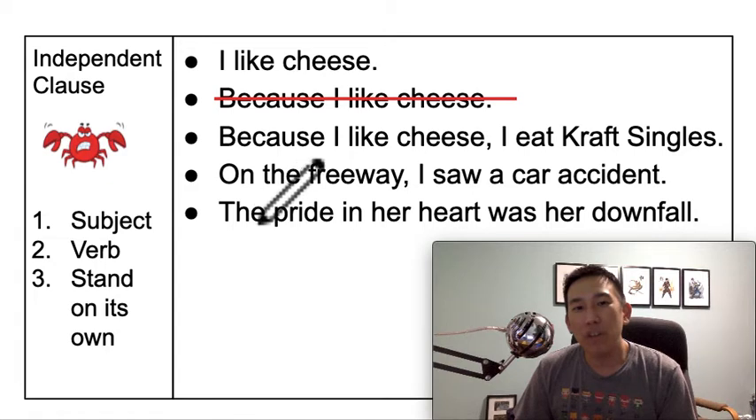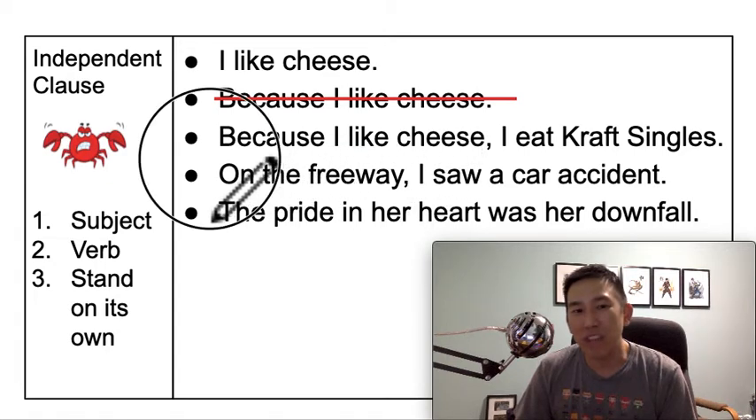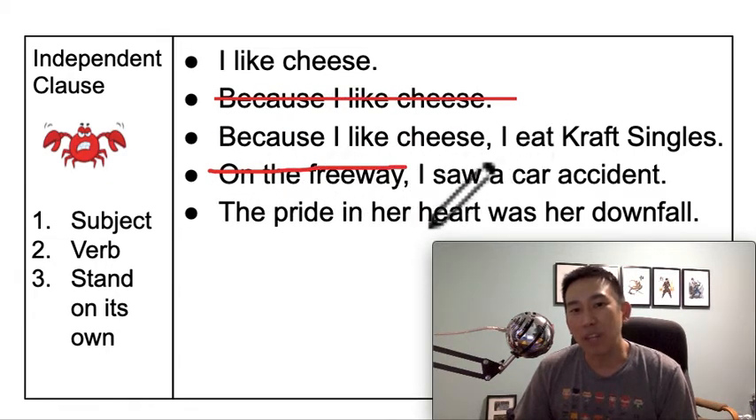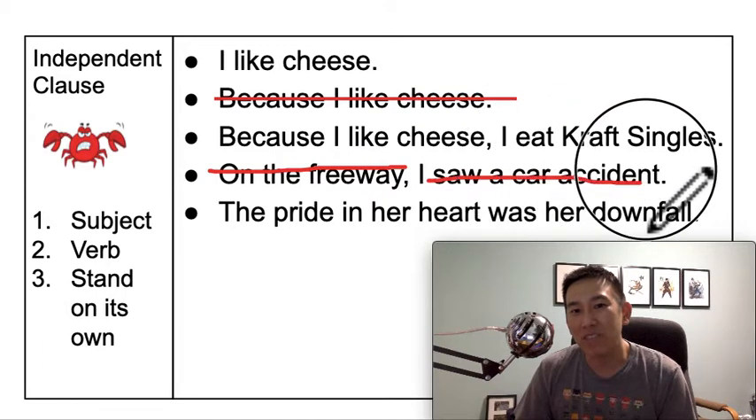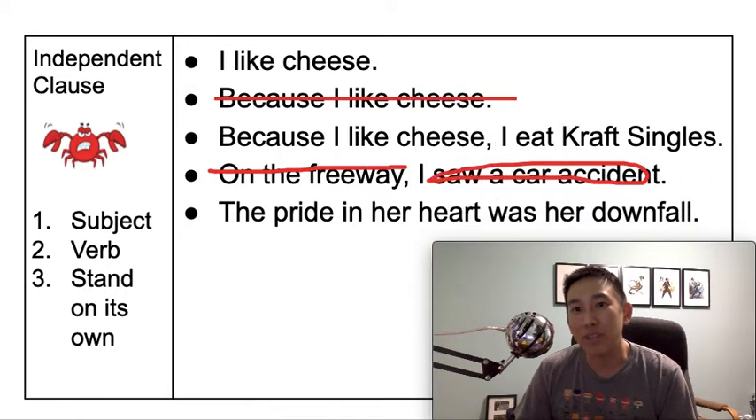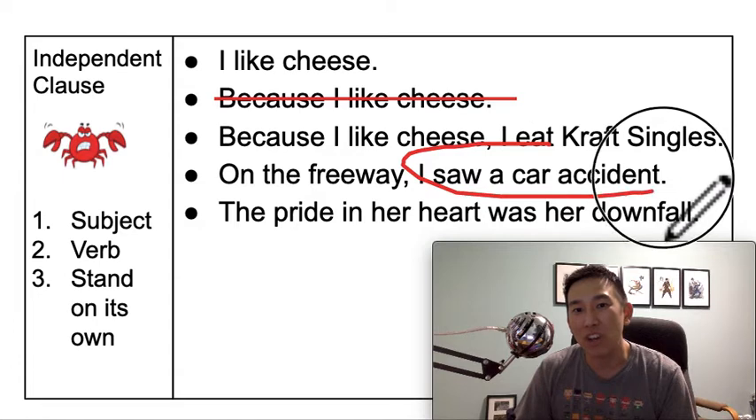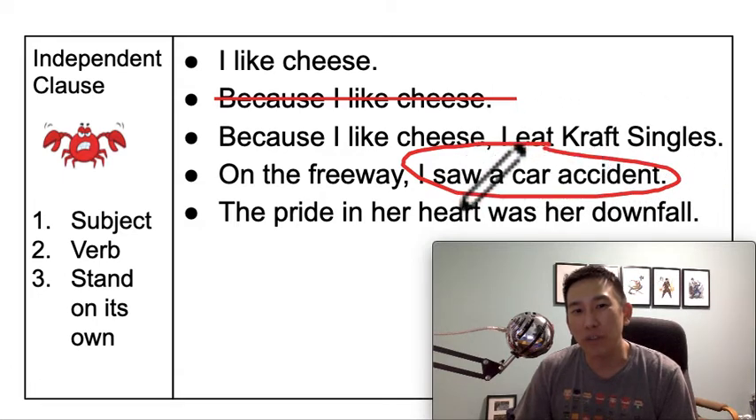Same thing here on the freeway. A prepositional phrase is not going to be your independent clause. So I saw a car accident. That's going to be your independent clause. Oops, that's not a very good circle. So I saw a car accident. Saw is your verb. I is your subject. It can stand on its own. So I saw a car accident is an independent clause.